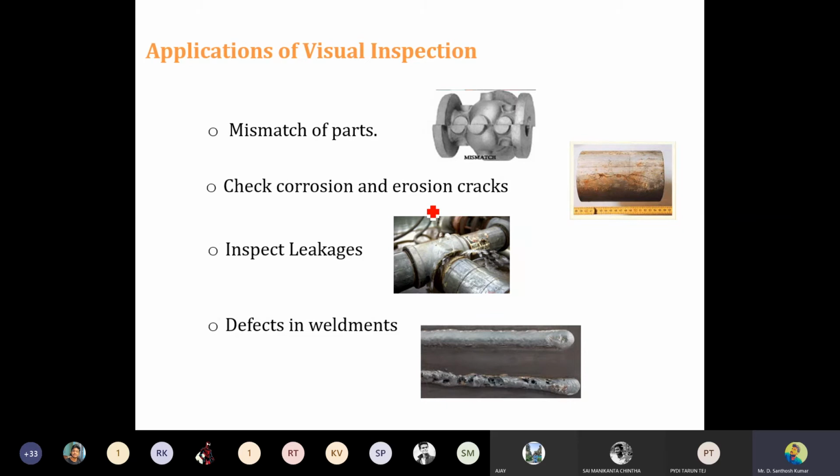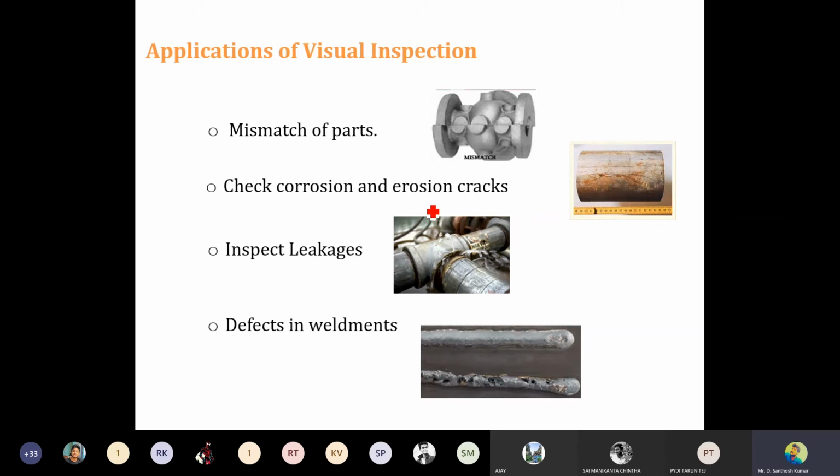So in that particular situation you can go for the visual inspection method. Here you can see on the screen there is a diagram for that leakage. You can clearly see the water comes out from the particular joint. And there is another thing, defects in the weldments.